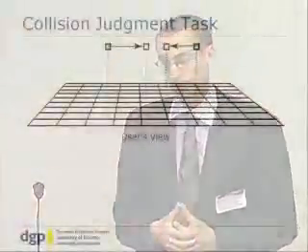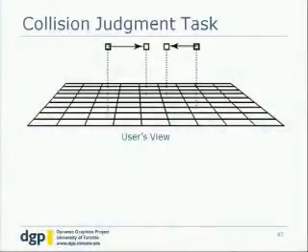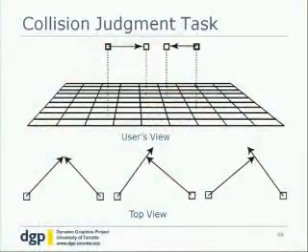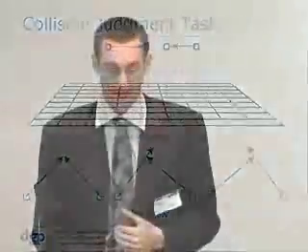And the last task was an animated task. It was a collision judgment task. This is a task that's been used in air traffic control studies, where two objects fly together and they disappear at the last moment. And the user is asked, were these objects on a collision course or not? So in a top view, which the user would not see, you can see the objects were either going to collide or one was going to go behind the other.